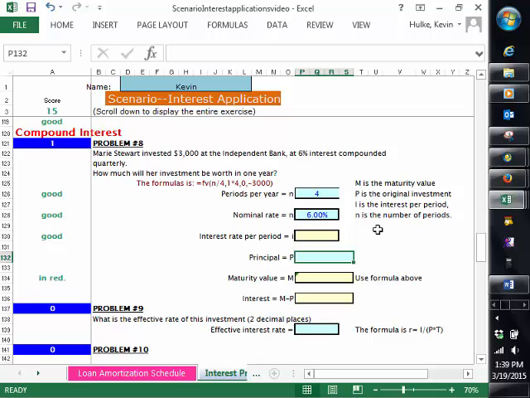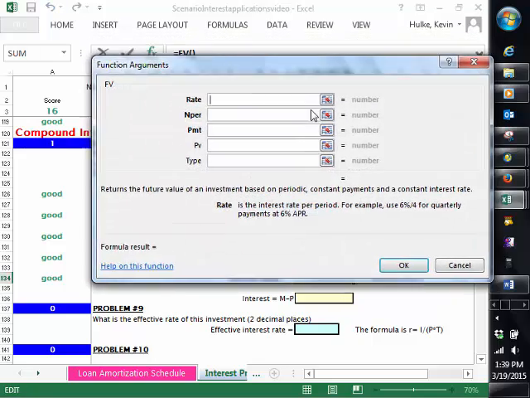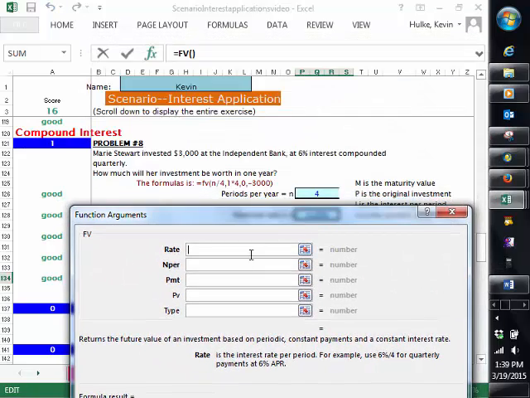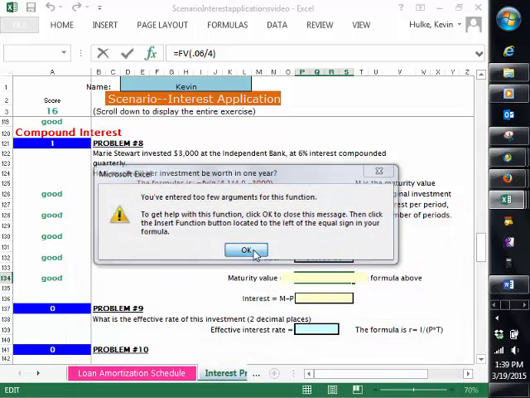The principal is $3,000. For the maturity value, use the formula above, so it's right here, equals FV parentheses. As soon as you get FV parentheses, you can click the FX button and you can fill in the amounts. The rate, it says, is 0.06, but since it's quarterly we have to divide by 4.